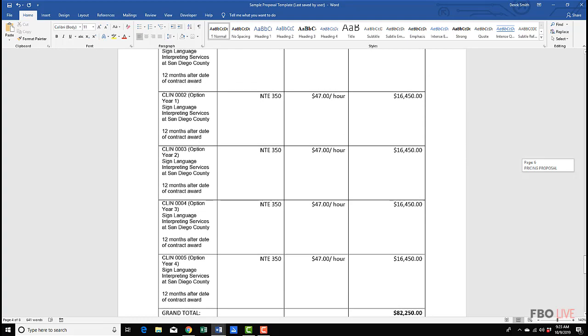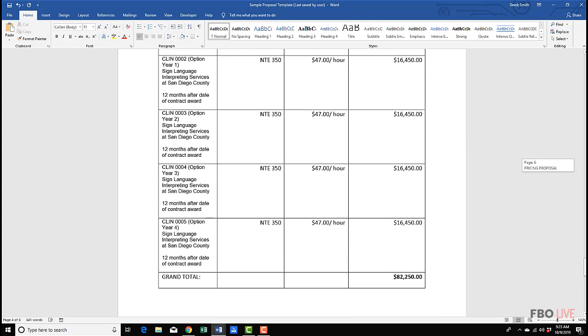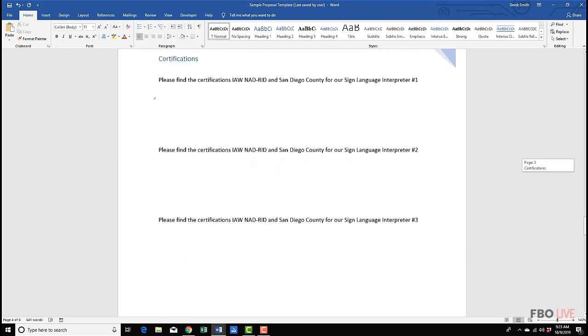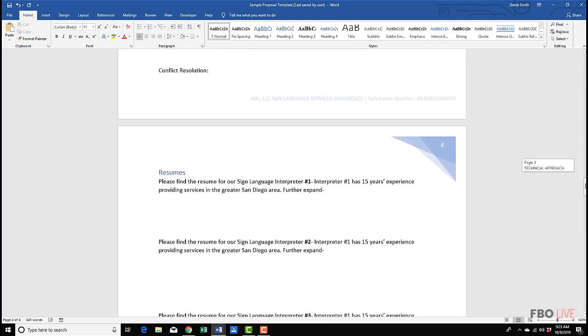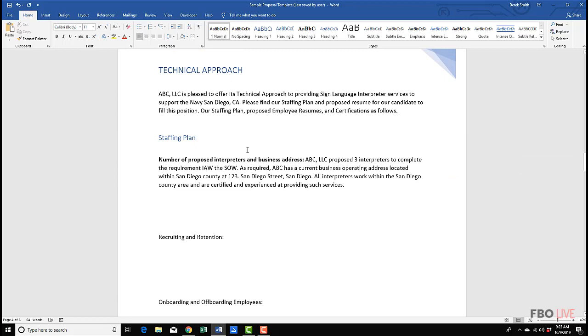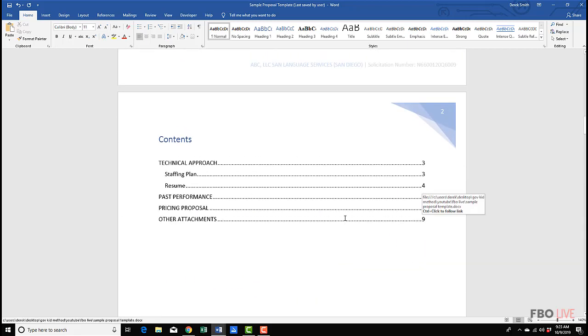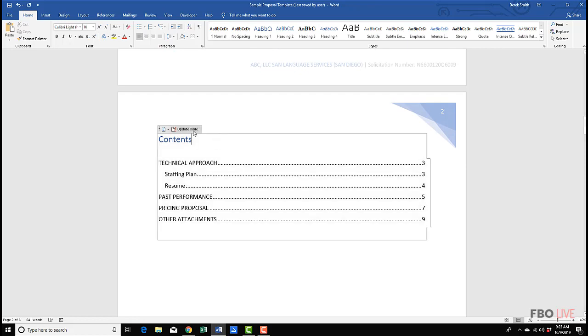Okay, guys, so for the proposal template, I'm essentially going to stop here. I mean, we're not doing a complete proposal, although we got halfway done with it. We have the pricing table, and you know where to put your certifications, your resumes, and your staffing plan layout to include your address and years of experience, those things that they've called out. I'm going to go ahead and update this.